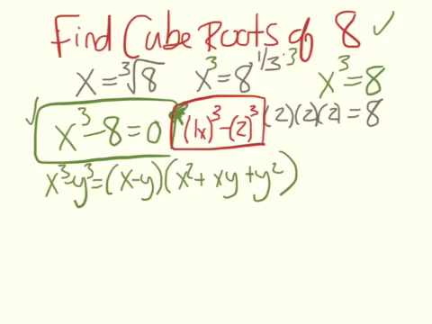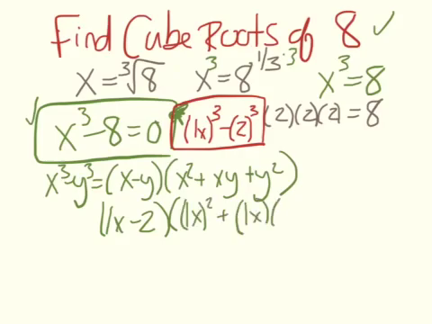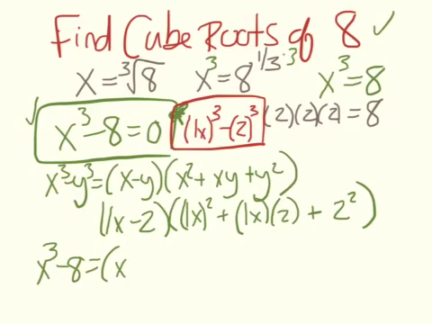Let's just fill in the formula. Right down here, it's going to be a 1x, again, minus a 2. And then this is a 1x all squared plus 1x, the y, again, is a 2, and then plus the y squared. Simplifying that, we're going to get this: x cubed minus 8 is equal to x minus 2, x squared plus 2x plus 4.